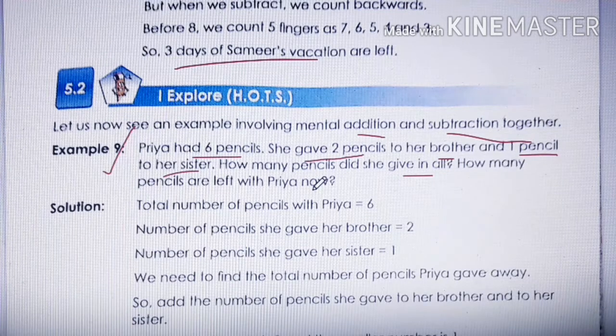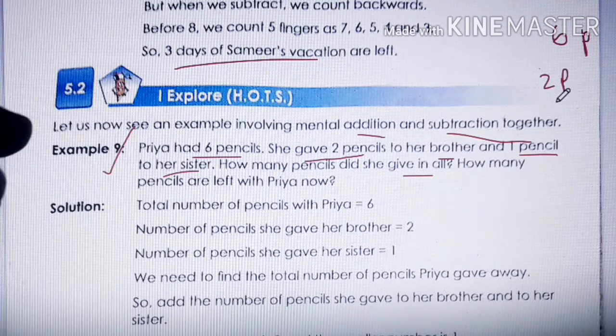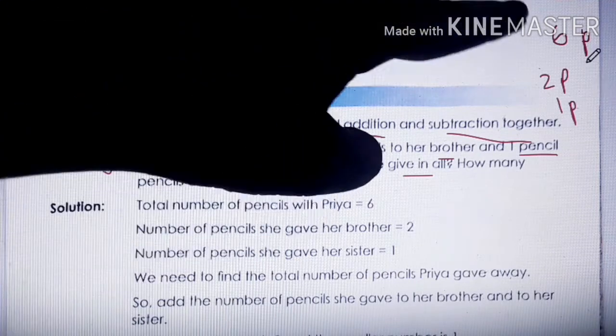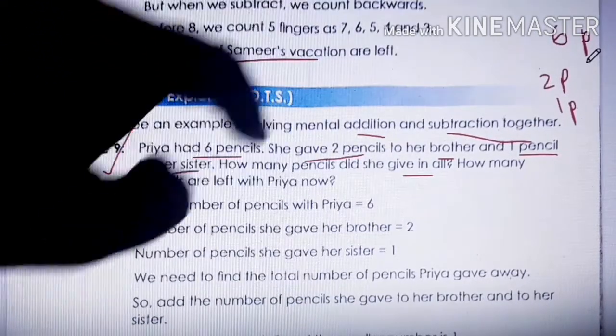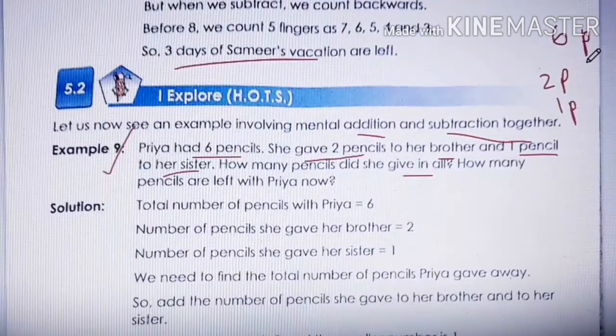Children, in this word problem, 2 questions are asked. How many pencils Priya has? Priya had 6 pencils. Okay. Now, she gave 2 pencils to her brother and 1 pencil to her sister. Clear? She had 6 pencils. Out of that, 2 pencils she gave to her brother and 1 pencil to her sister. How many pencils did she give in all?